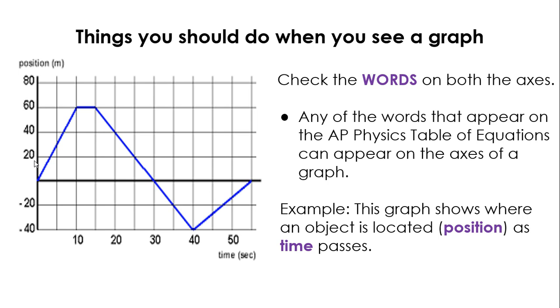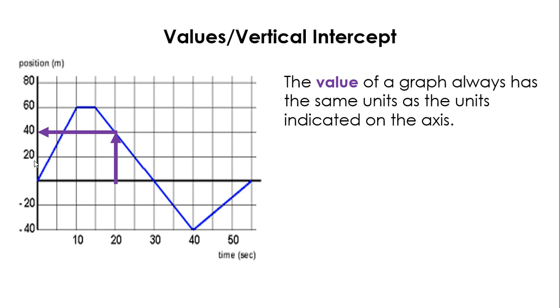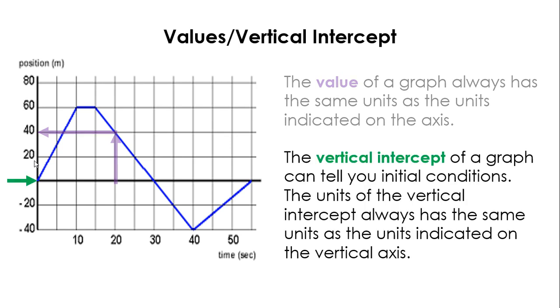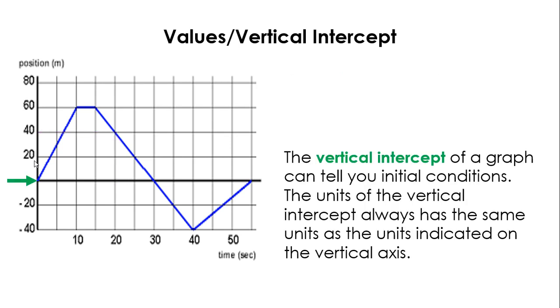On our y-axis, notice that in this case we have position, so we can read where our object is located at different times. So if you are asked for your position, literally we can just read the value from the graph. If you're asked something about the initial conditions, like the initial position at a time of zero where this object is located, then the vertical intercept can help you as well.